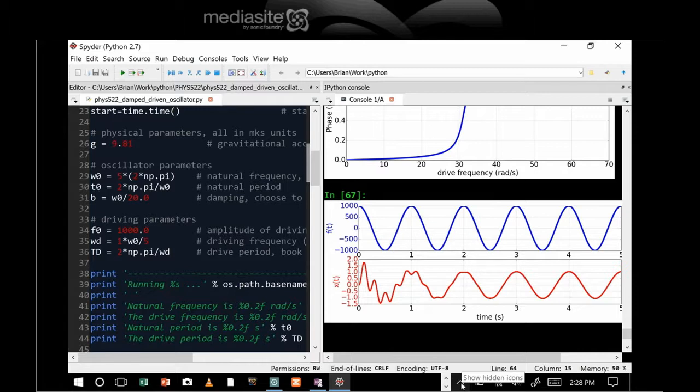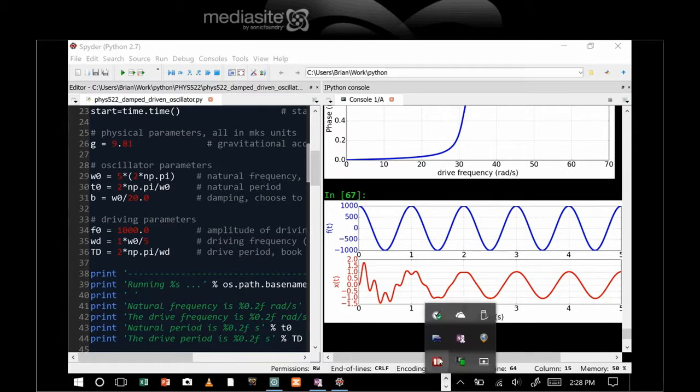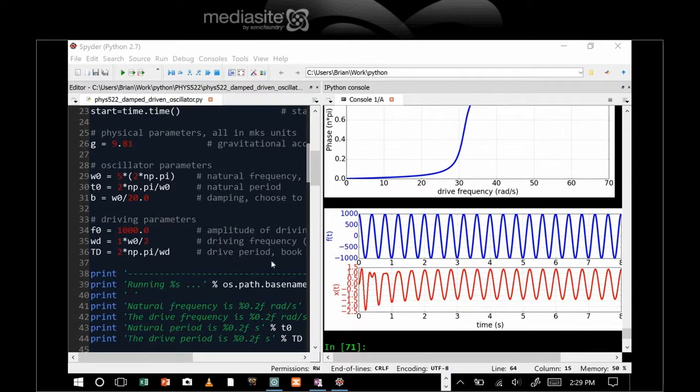Now I want to look at the steady state solution as a function of drive frequency. Remember I'm keeping the natural frequency constant, but I'm changing the drive frequency. The drive frequency is going to be half of the natural frequency. Now let's take a look at the solution.